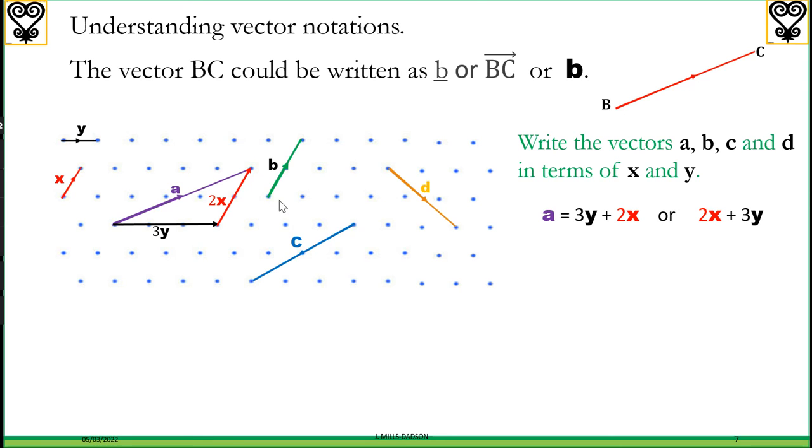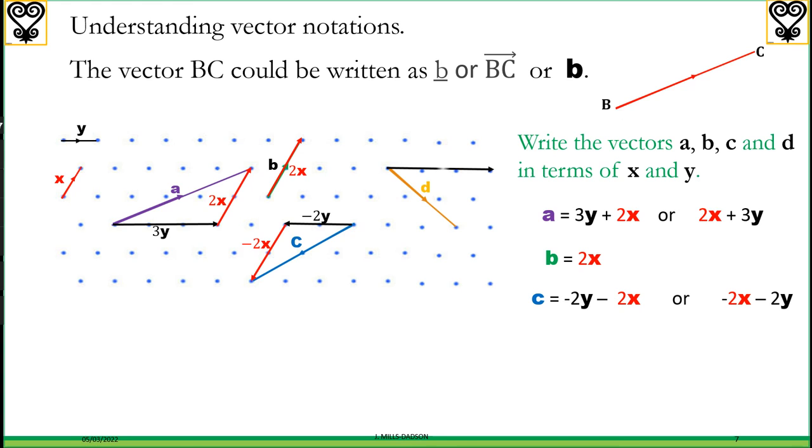Let's check B. B is simply 2x. As you can see, 2x. There is no y component. What about C? We move in the opposite direction for y, 2 units, so it's negative 2y. And then down also for x, 2 units. So that will be negative 2y minus 2x, or negative 2x minus 2y.